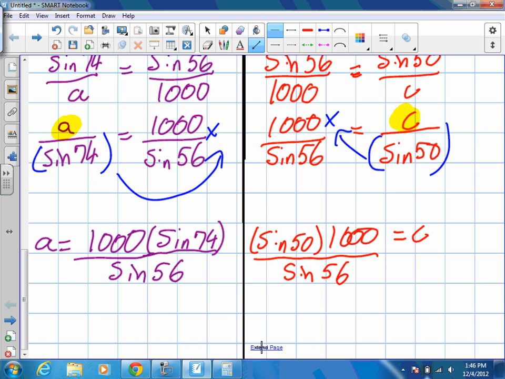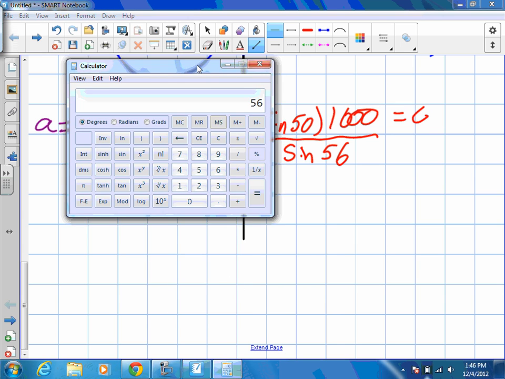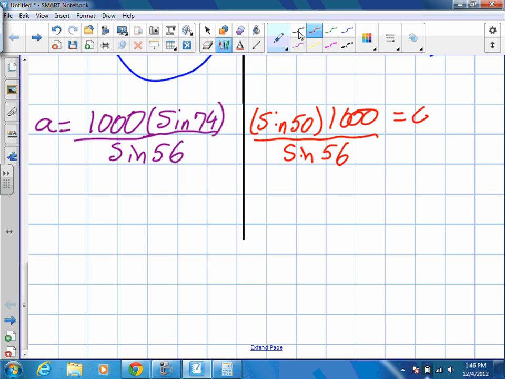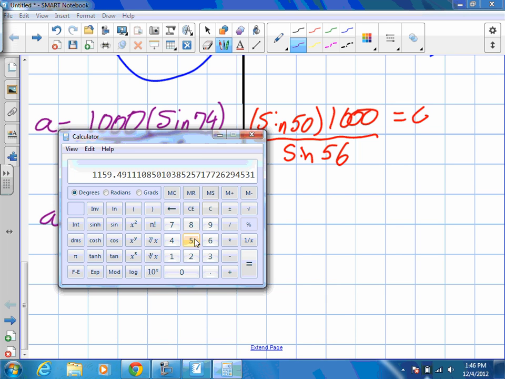So we have sine 74 times 1,000 divided by bracket sine 56 is equal to 1,159, we'll say. 1,159 is the measurement of side A. And for side B, same thing with our calculator: sine 50 times 1,000 divided by sine 56, 924.